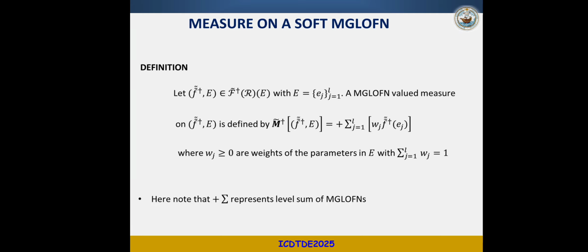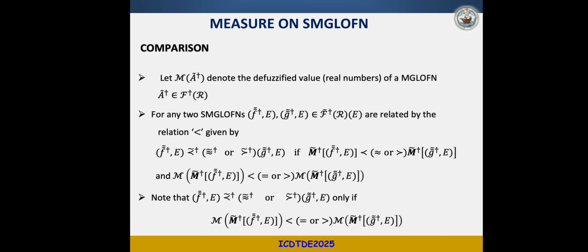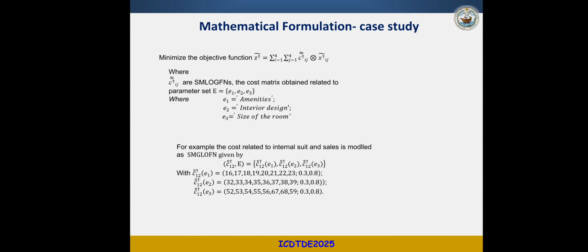So in order to order them, we define a measure on it, which is based on the level sum. You add all the corresponding fuzzy numbers associated with each parameter with the level, which means the weight is multiplied with the level also. This measure yields an MGLOFN, which again has to be compared using appropriate ranking techniques given here. So the SMGLOFN plays a major role in quantifying any scenario involving impreciseness as well as characteristics. This SMGLOFN is used in our assignment problem to model the cost matrix.